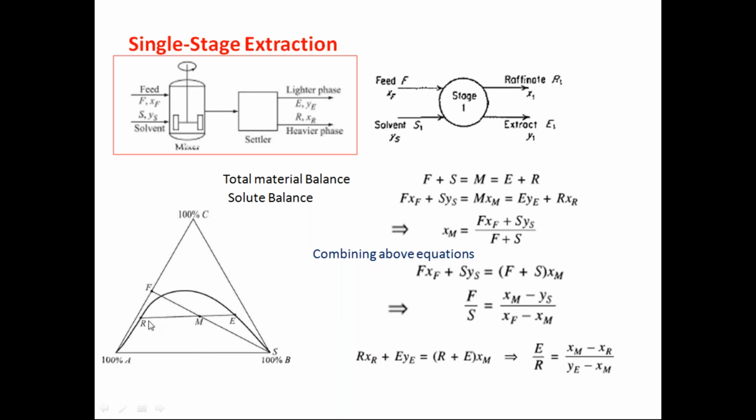Now the M point will be splitting into the two equilibrium phases, E phase and R phase. So you have to draw one tie line which goes to the M point. You have different tie line points, so see the trend of the tie lines and draw one tie line which goes through the M point. So how do you draw this tie line?